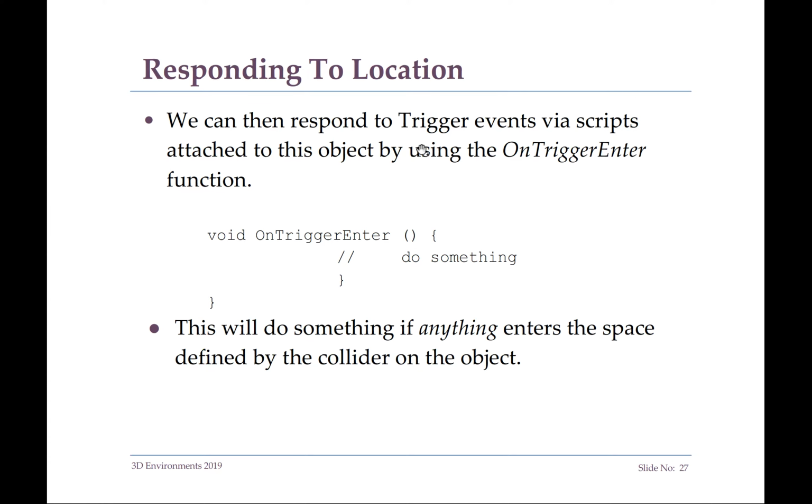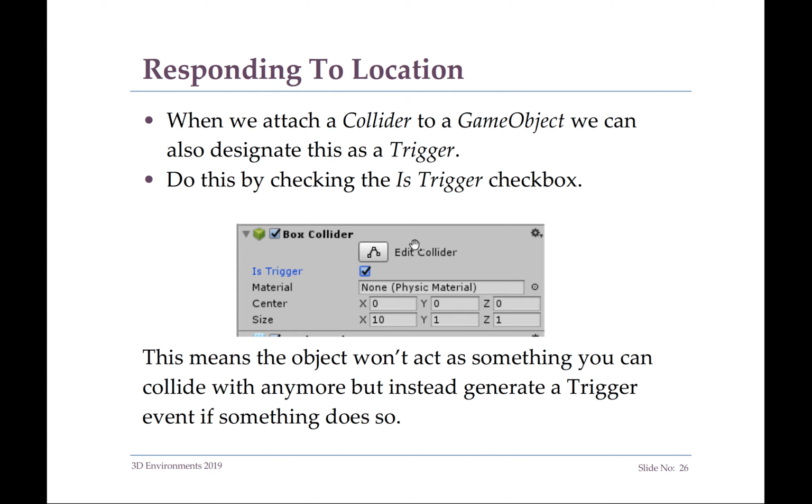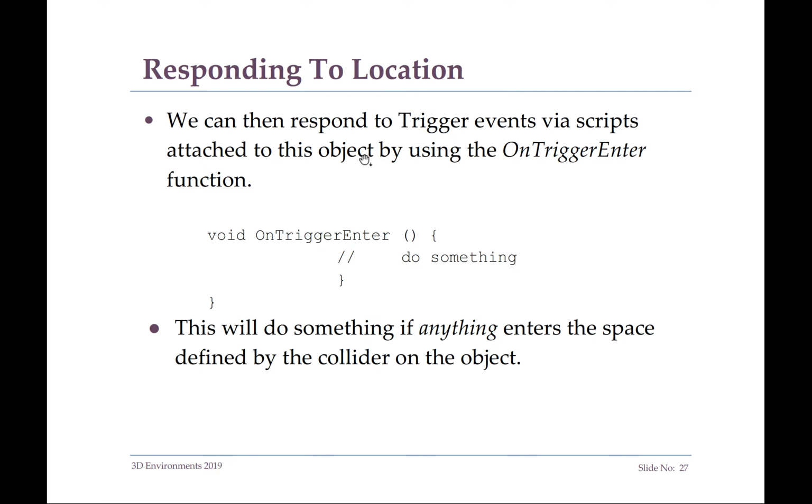So the function that responds to trigger events via scripts is called onTriggerEnter. If we attach a script that contains this function to an object which is designated as acting like a trigger via its box collider, then if something else enters into that space defined by the collider and the object, it'll run this code or whatever is inserted instead of this comment here.